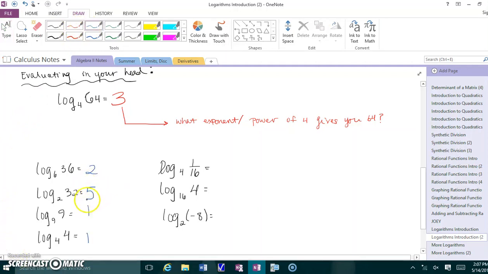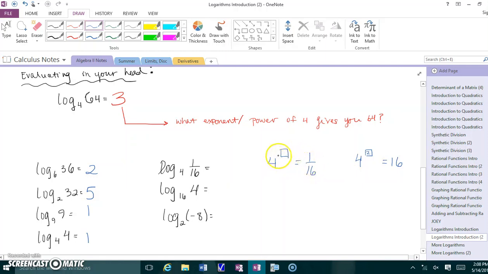Alright, these 4 are pretty easy, not too much to think about there. These 3, though, are the more interesting ones. So I don't know if you struggled with this or not, but let's see. I want to know 4 to what power is 1 over 16. Well, it'd be really nice if it was 4 to what power is 16, because that's easy. It's just 2. But it's 1 over 16.